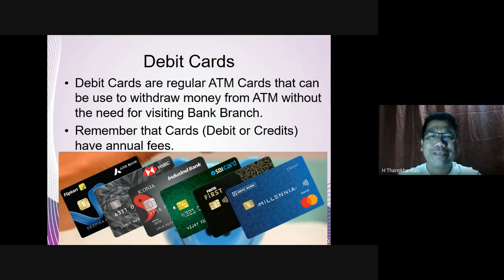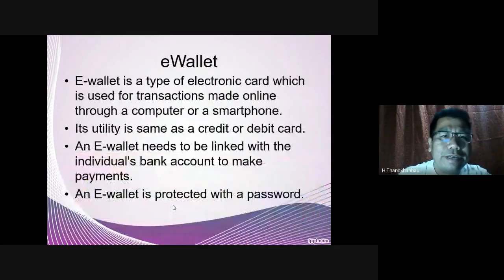Let's go to the next slide. Now, e-wallet, okay. An e-wallet is a type of electronic card which is used for transactions made online through a computer or smartphone, okay.